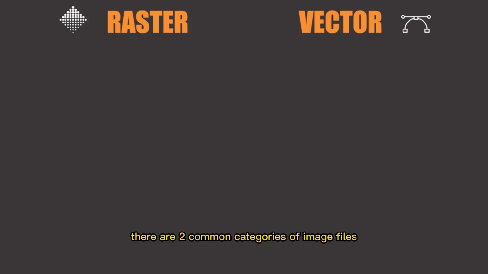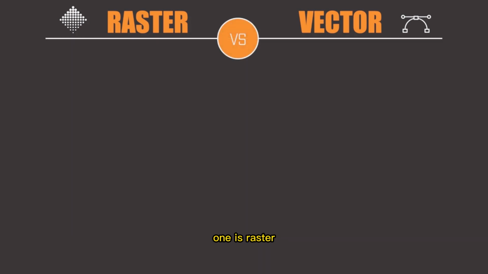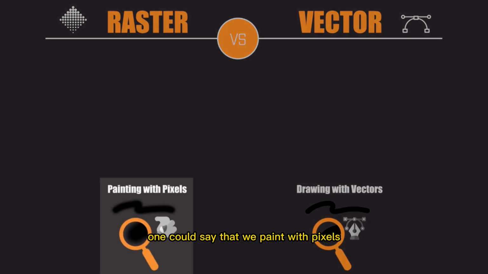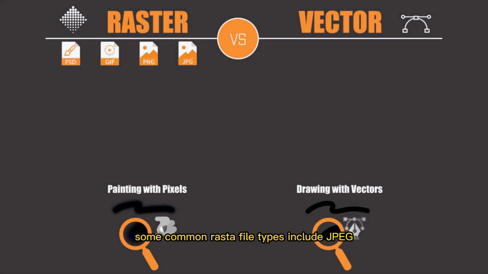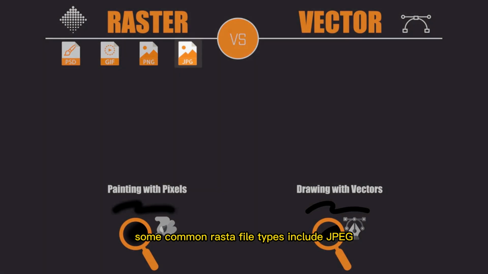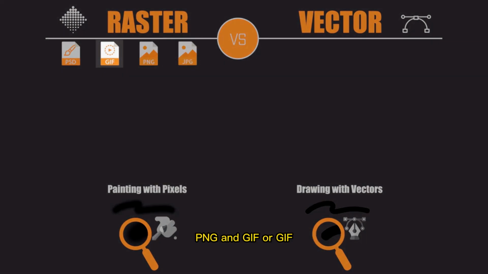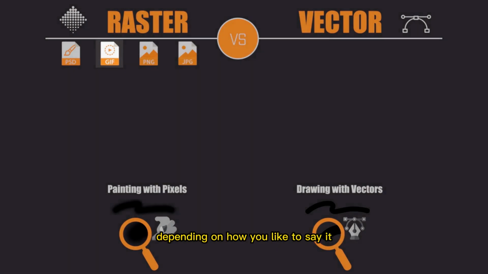There are two common categories of image files. One is raster and the other is vector. Both useful, but just used for different things. One could say that we paint with pixels and draw with vectors. Some common raster file types include JPEG, PNG, and GIF or GIF, depending on how you like to say it.